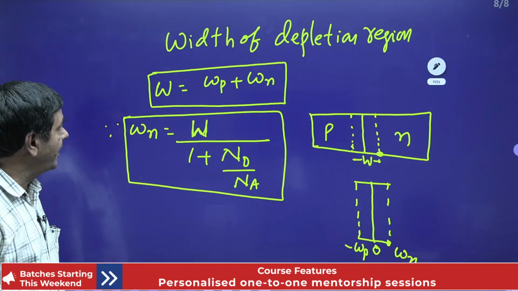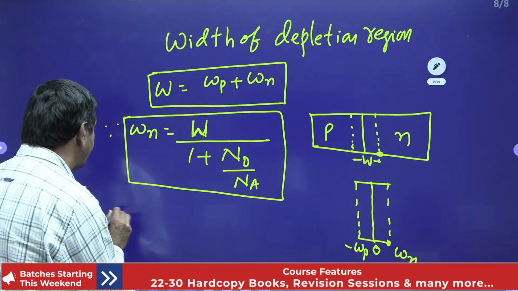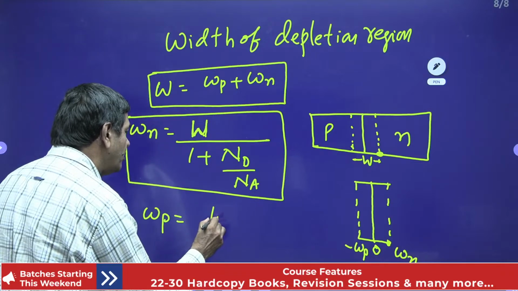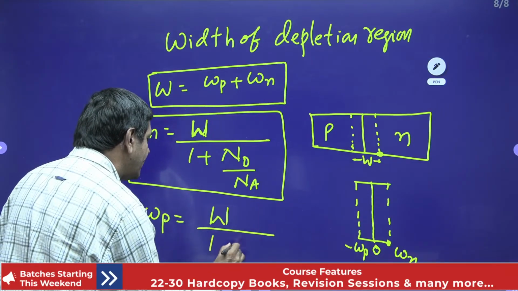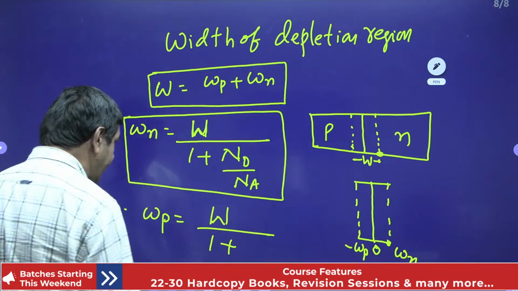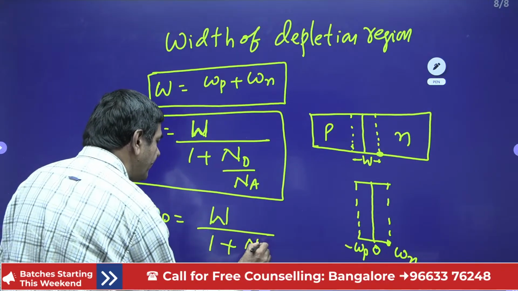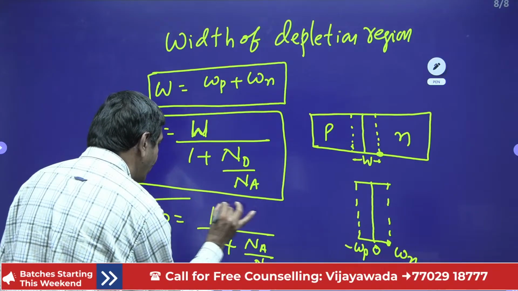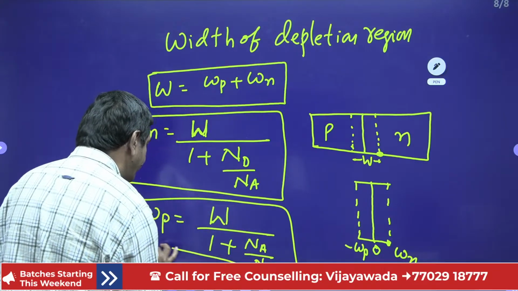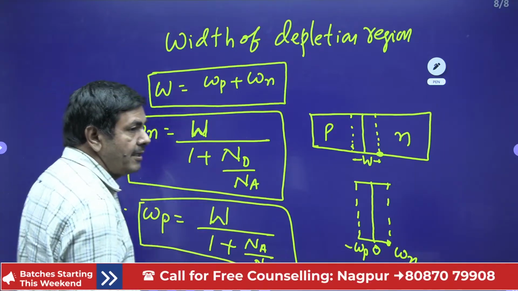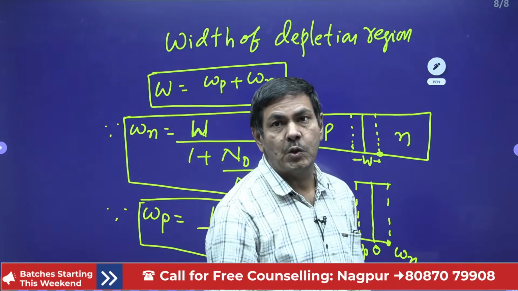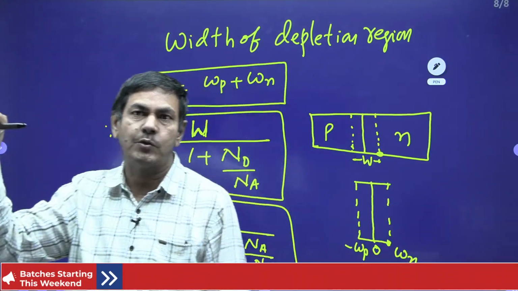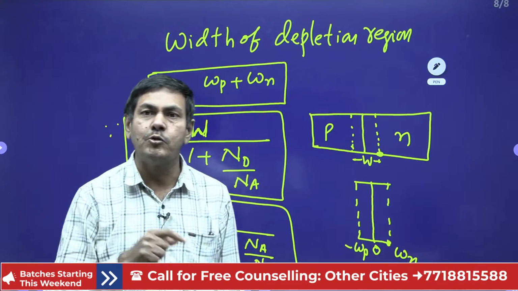Sir, if I want to find out the Wp, what formula can I use? To find Wp, you must use W by 1 plus NA by ND, reversed. NA by ND can be taken here. By using this formula, you can find the Wp. You can apply these formulas when the total depletion layer width is given; then Wn and Wp you can find.